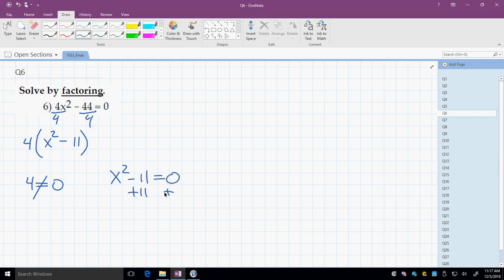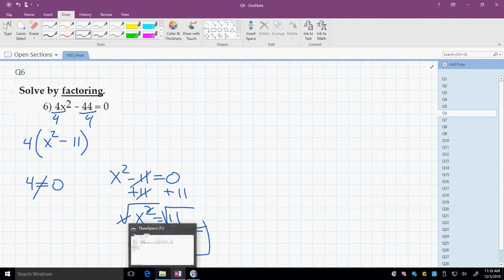We're going to add 11 in both sides of the equal sign, cancel, and we have x squared equals to 11. The only way to solve for x, because we are not looking for x squared, we have to find x. So we have to solve by using the square root method. So this cancels with that. Now we have x is equals to plus minus the square root of 11. That is going to be your answer. Positive, negative square root of 11.